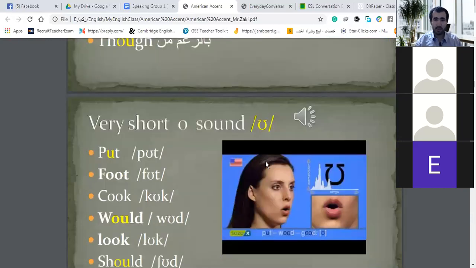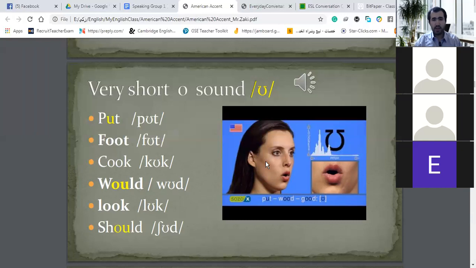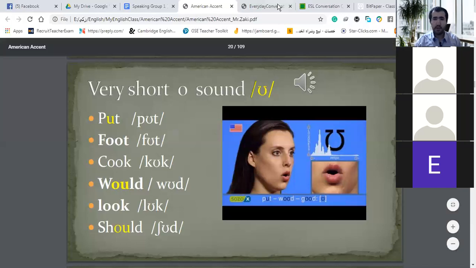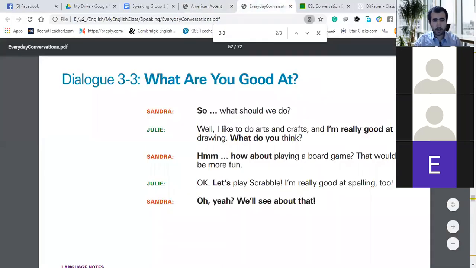Because for some sounds there are no rules. You need to memorize the sound and check the dictionary in case you don't know or are confused. Okay, so today we have three conversations.